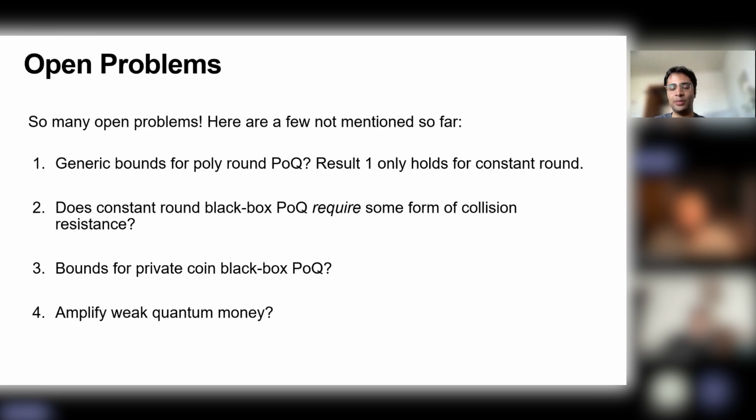So can we get better bounds for just using the verifier, for private coin black box proofs of quantumness? Can you use the verifier in some interesting way? Finally, the thing I mentioned: can you amplify weak quantum money? Can you show you cannot amplify weak quantum money? There have been some recent results on QMA versus QCMA. I feel like maybe they should be helpful because we are running into similar problems when trying to show barriers. So maybe you can show that you cannot amplify.